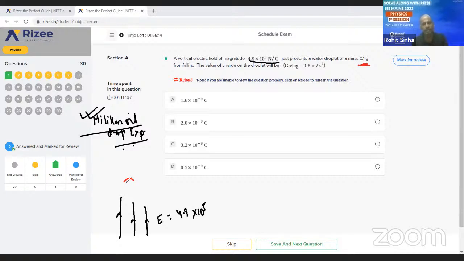Okay, take 30 seconds and try this question. Take your time. This is also a balancing question. So try this question.